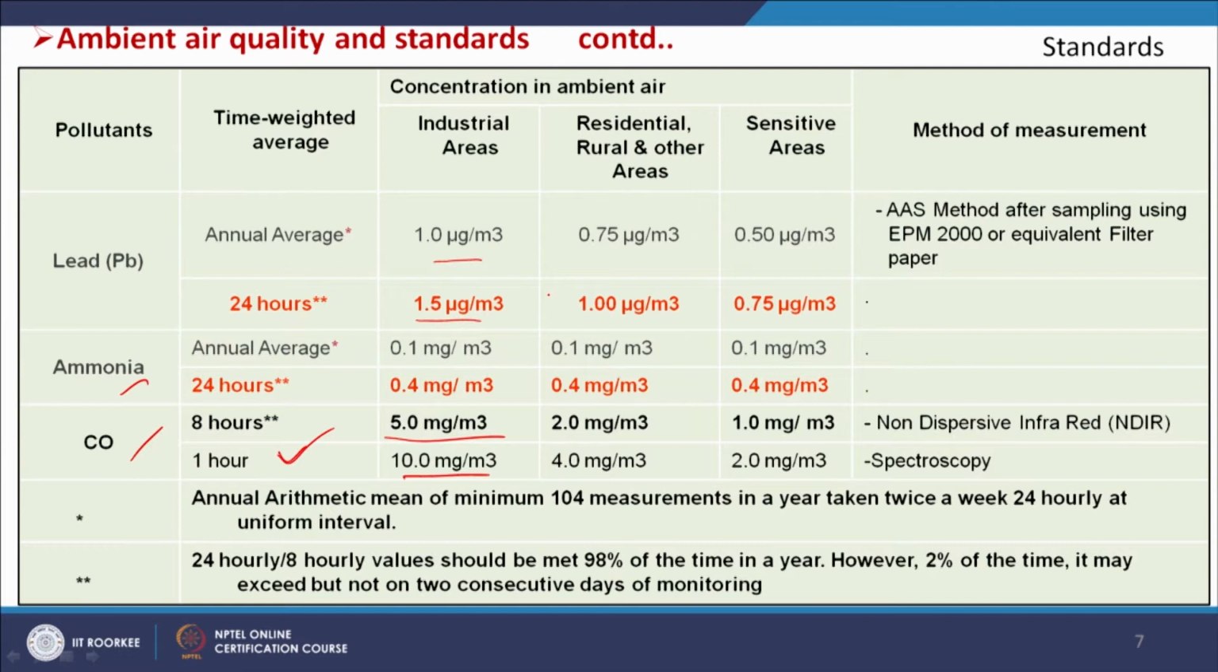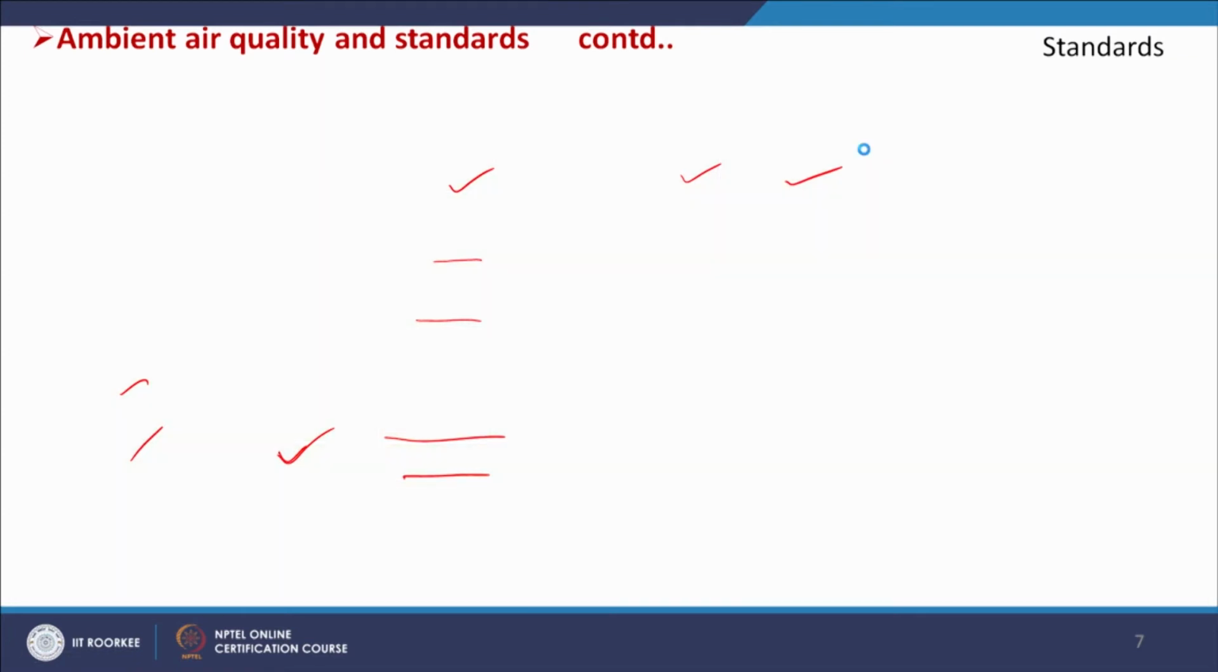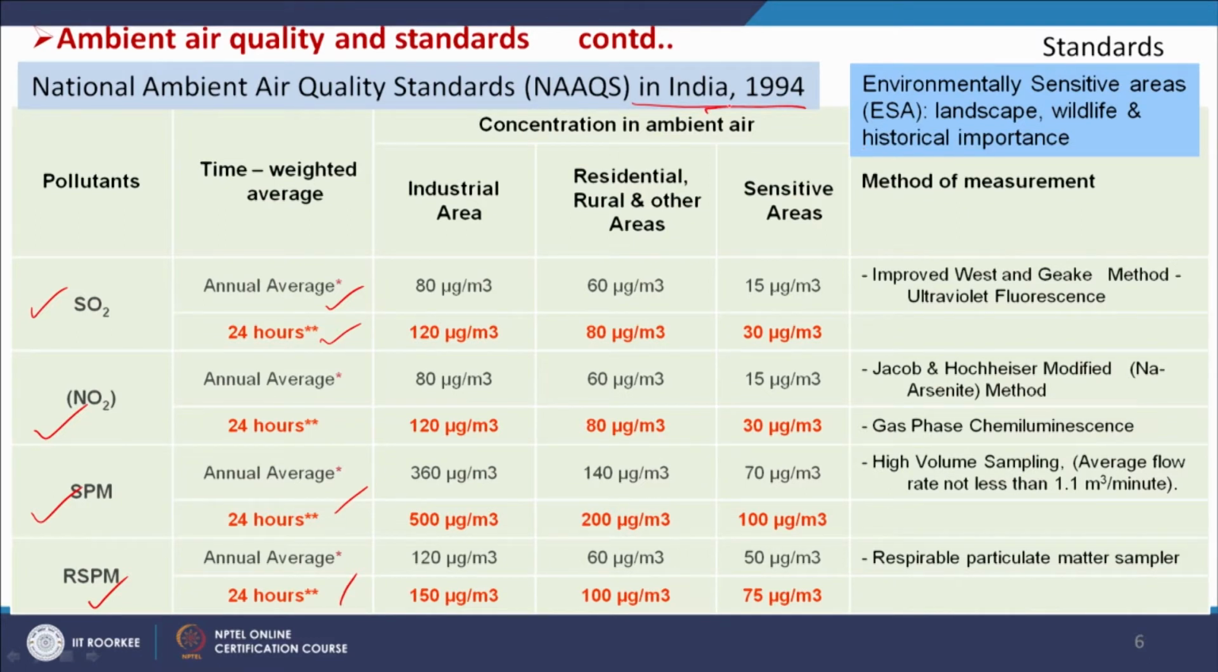Another important aspect here is that we see industrial areas, residential, rural and other areas, and sensitive areas. So, 3 different location categories were identified by the CPCB, the regulatory body, in the 1994 air quality standards. And these are the values, and this column shows different methods which can be used for the analysis purpose and to get the values of these parameters.